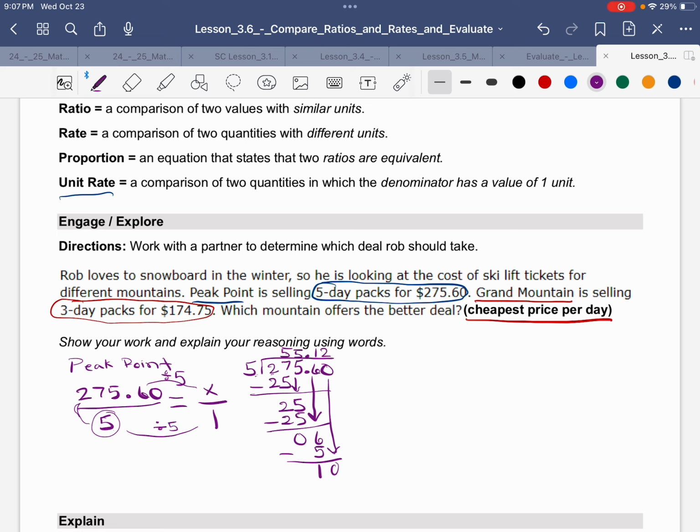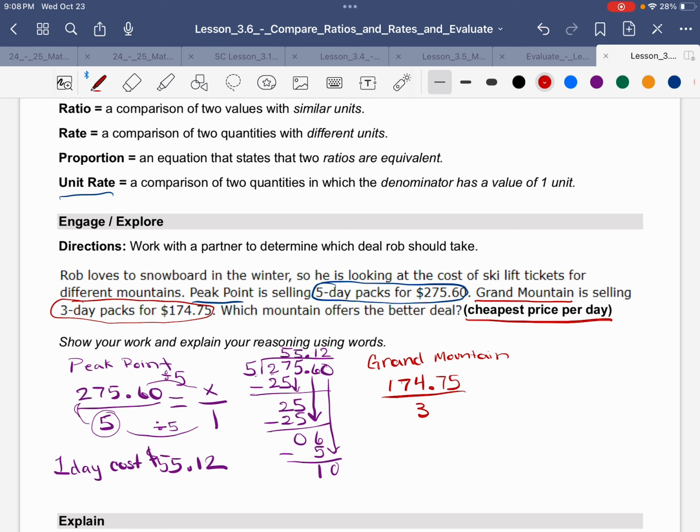So at Peak Point, 1 day costs $55.12. Okay. So now looking at Grand Mountain. Grand Mountain is going to cost us $174.75 for 3 days.